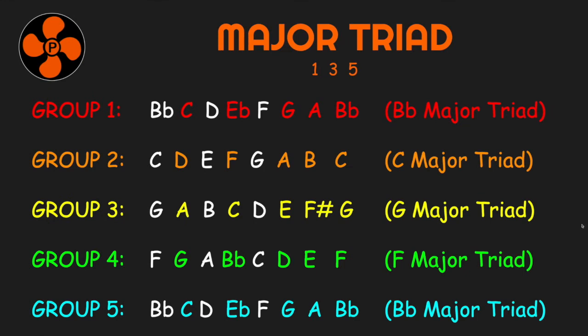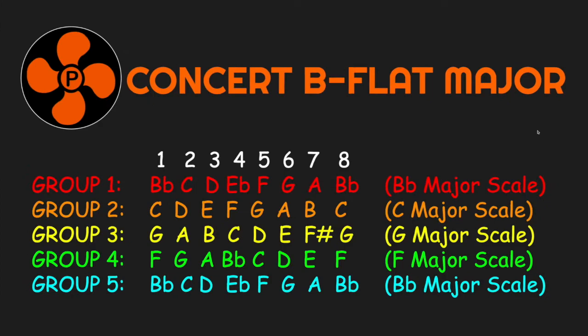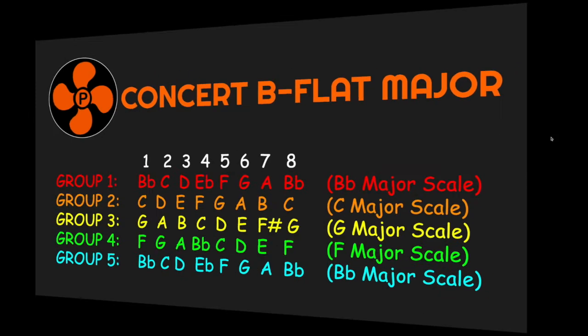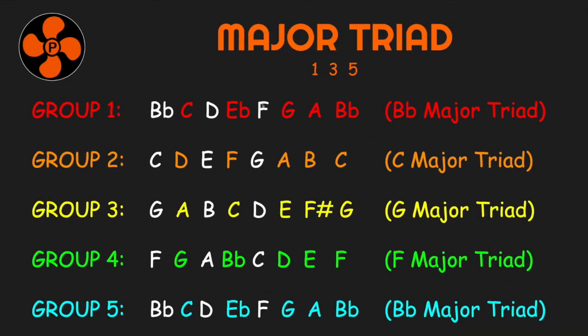Now let's talk about the different types of triads that you can find within that scale. The first one, a major triad, has a formula of just 1, 3, and 5 of the major scale. So look at your group number, and the notes that are highlighted in white are the notes in the major triad. So for example, group 1 would be B flat, D, and F. Group 2, C, the first note, E, the third note, and G, the fifth note.